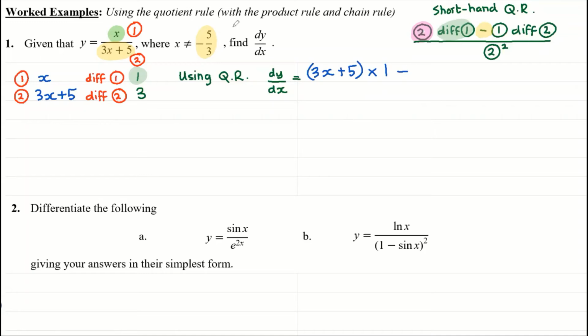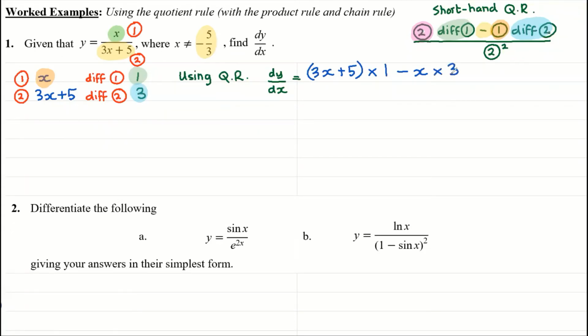Okay, well, the function 1 as labeled corresponds to the x over here, so that's just going to be x. So we'll put that in. So subtract x, and that's multiplying the derivative of 2. Now the derivative of 2 in my quotient rule corresponds to the 3 over here. So it's going to be multiplied by 3. All right, and that's just subbing everything in.